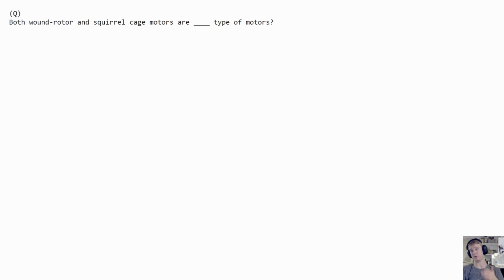Next, both wound rotor and squirrel cage motors are what type of motors? Okay, and if you look up these 2 types of motors in the code book, you'll see that they are both induction motors. Next, when dealing with a current transformer, which coil will have more current?